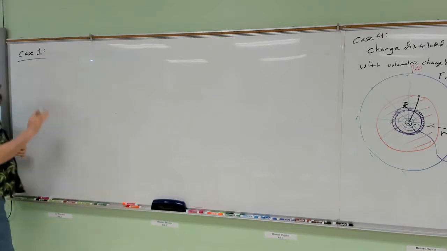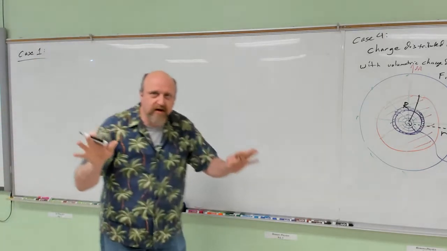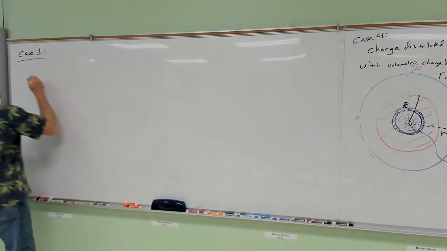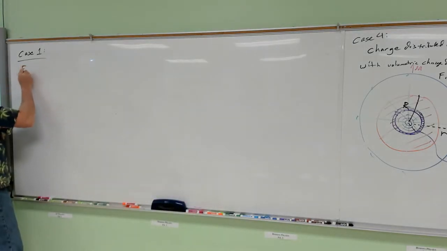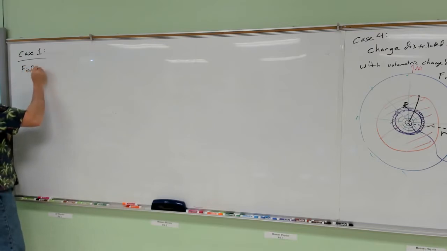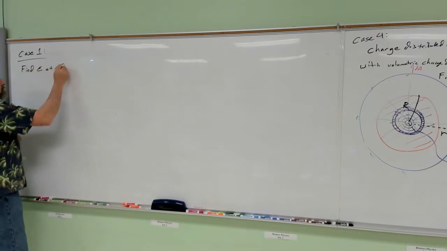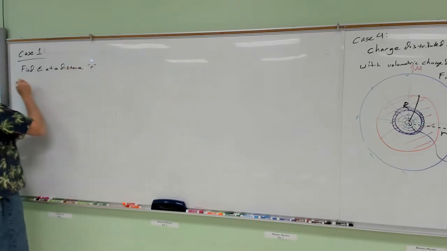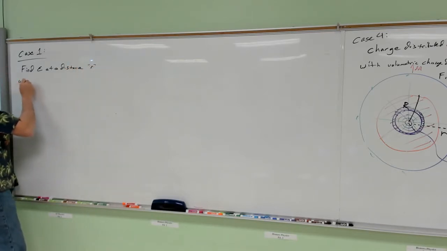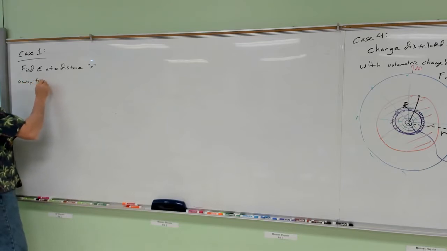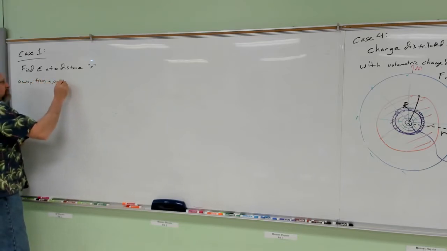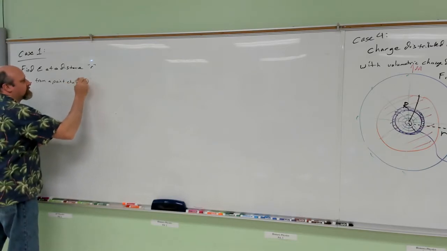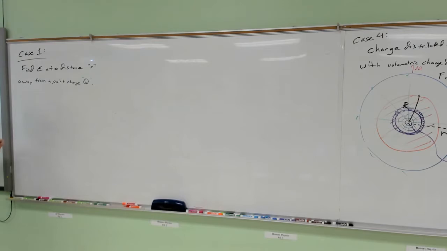Case one is something that we could do without Gauss's law, something we could do with just Coulomb's law, and that is for a point charge. So what we're going to do is find E at a distance r away from a point charge Q. So I'm telling you two values there.